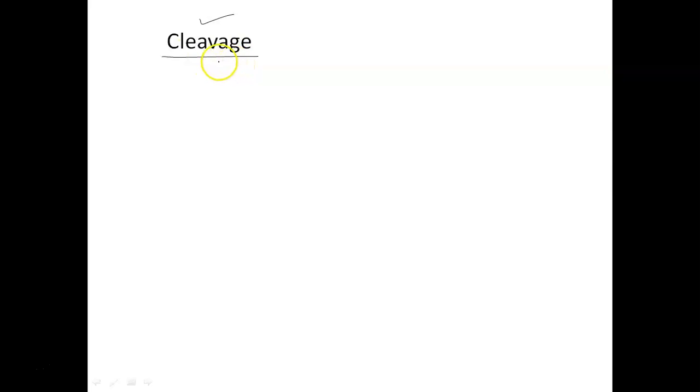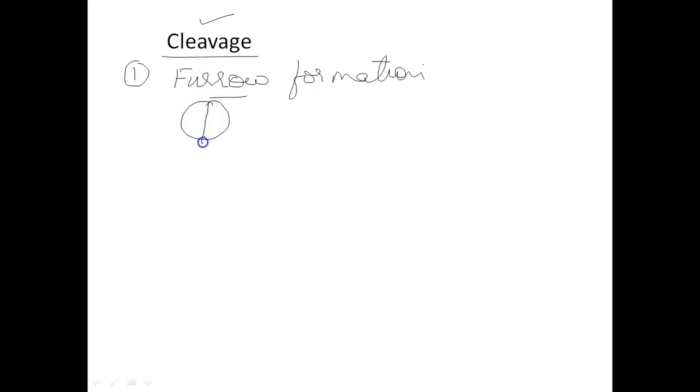Now, the cleavage pattern we are going to discuss is what type of cleavage pattern humans have. There are various patterns of cleavage. The first basis is furrow formation, that is, division by furrow formation. If the cleavage furrow extends completely and divides the whole zygote into two cells, right?